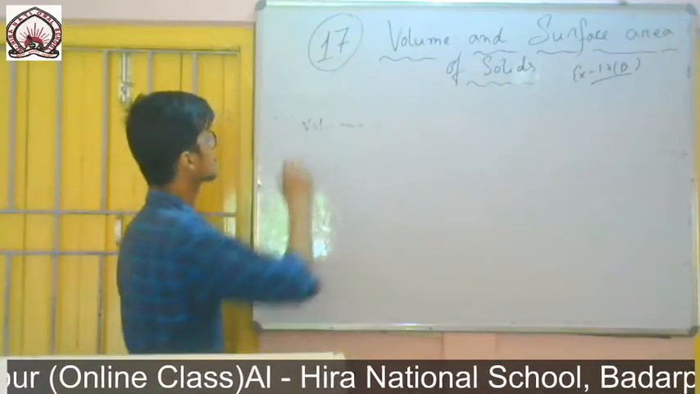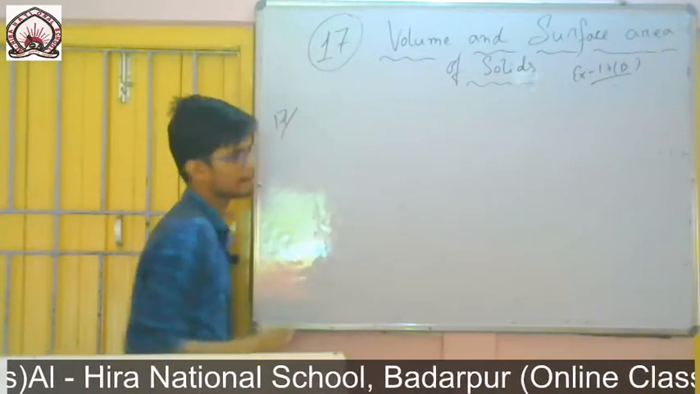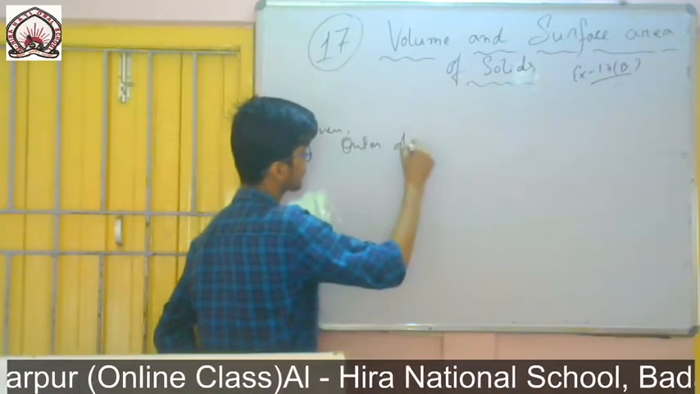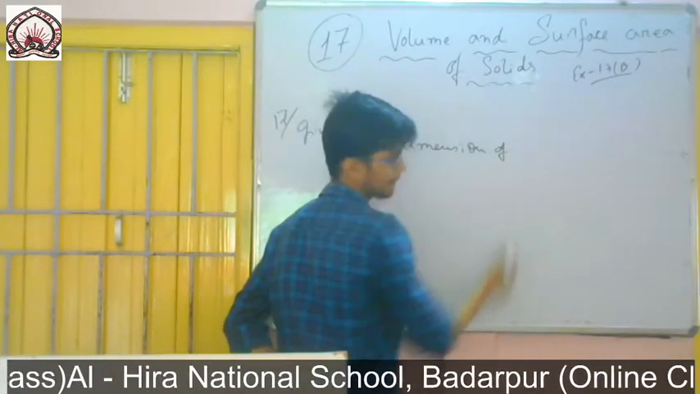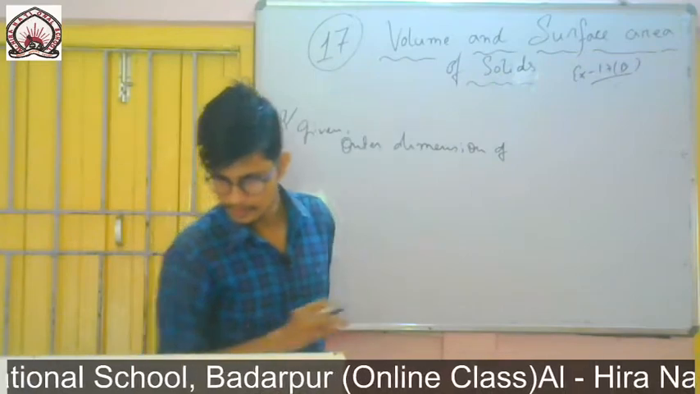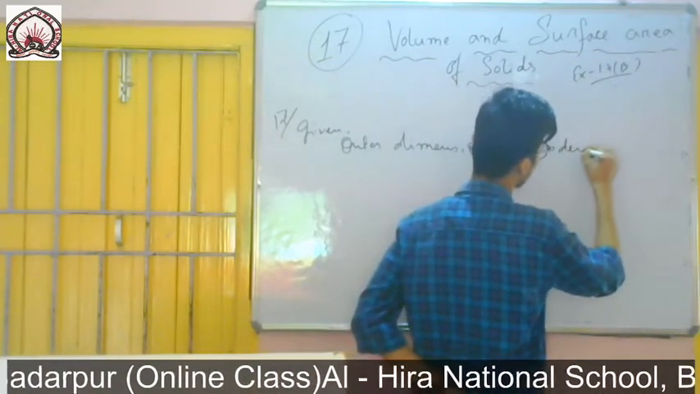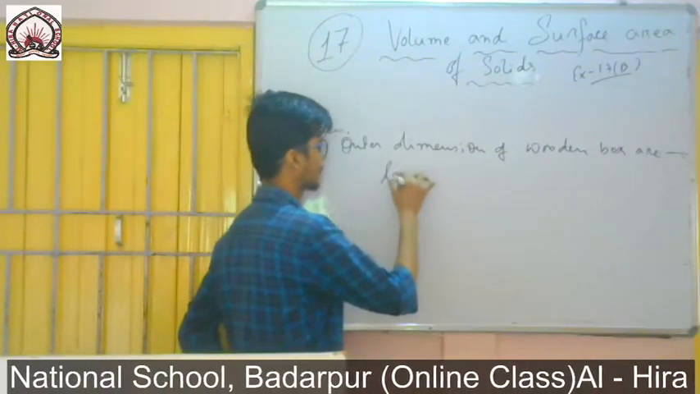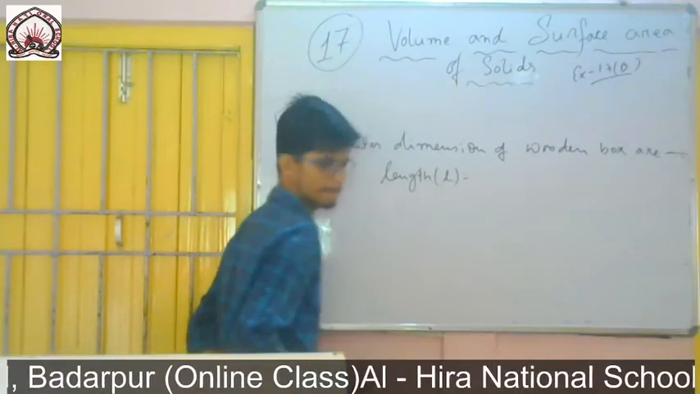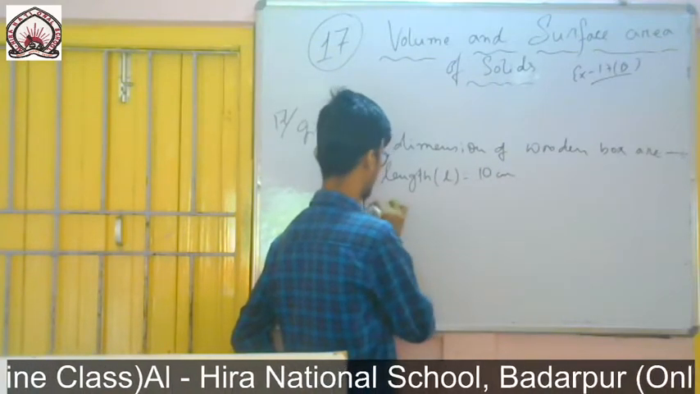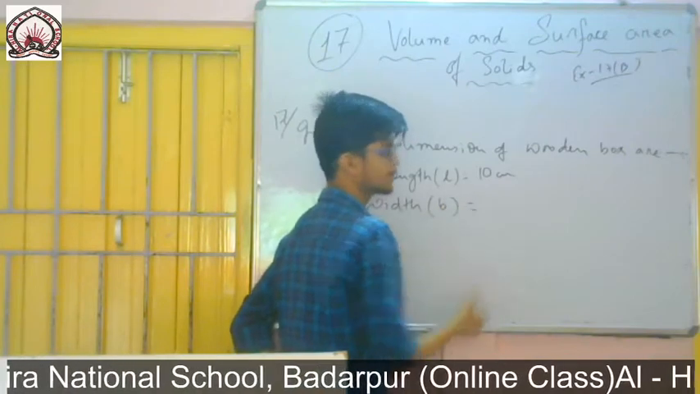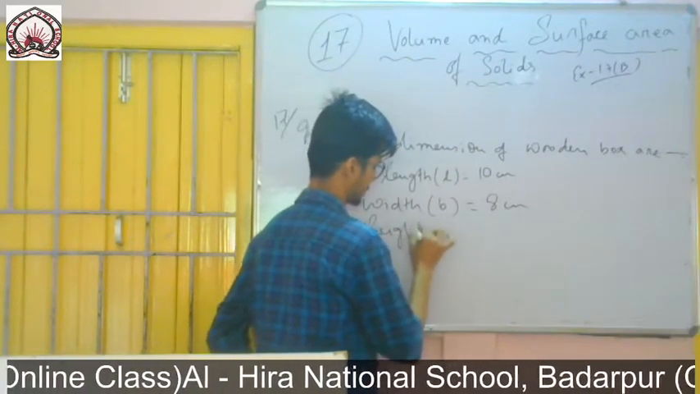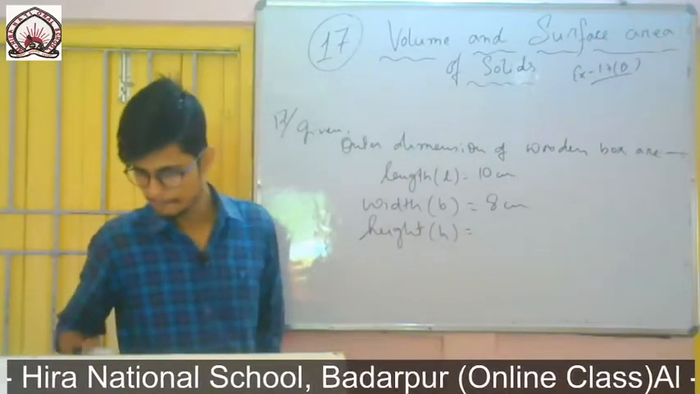So question number 17. Given outer dimension of wooden box are length is equals to 10 centimeter, width is equals to 8, and height is given 7 centimeter.